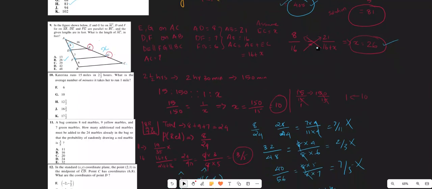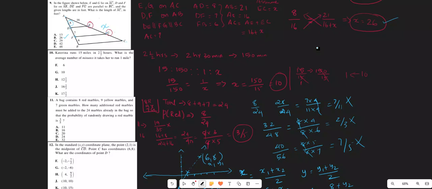Okay. Now problem number 10. Question is, Katrina runs 15 miles in 2.5 hours. What is the average number of minutes it takes her to run 1 mile? This is a simple problem, but you should take care. The quantity given is in hours, but the question is asking in minutes. So convert the given hours into minutes. 1 hour is 60 minutes, so 2 hours is 120 minutes. So 2.5 hours, 2 hours 30 minutes, is 150 minutes.